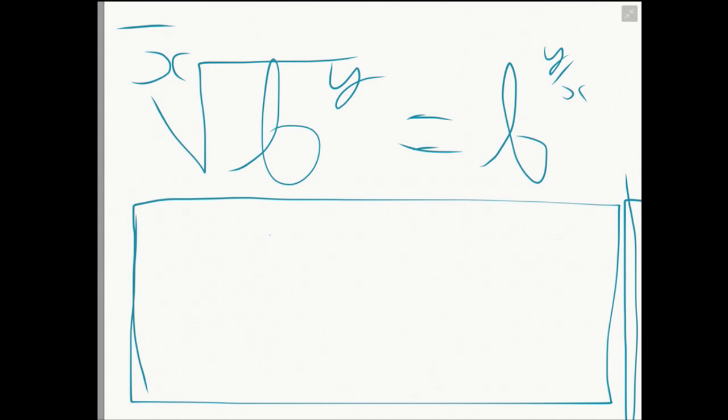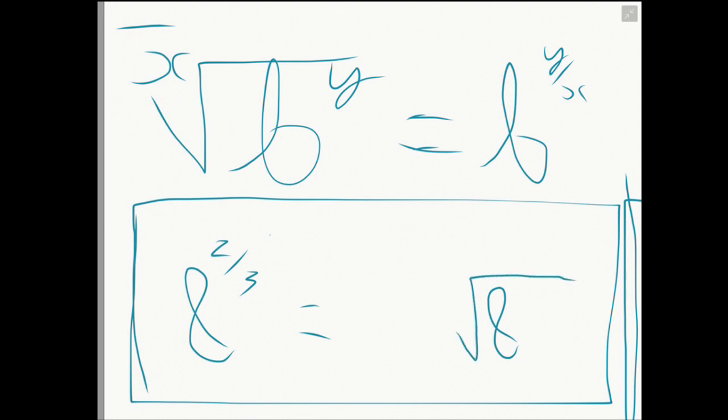Let's try that with actual numbers. So what about 8 to the power of 2 over 3? Well, first thing, we always write the base. The base stays untouched. Next, we're going to add a radical sign. Now, we're going to look at our fractional exponent. The numerator is a 2, so we're going to raise 8 to the power of 2. And our denominator is 3, so we're going to make that the cube root of 8 squared.